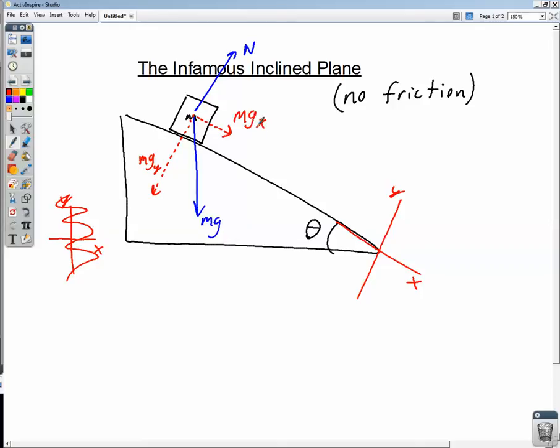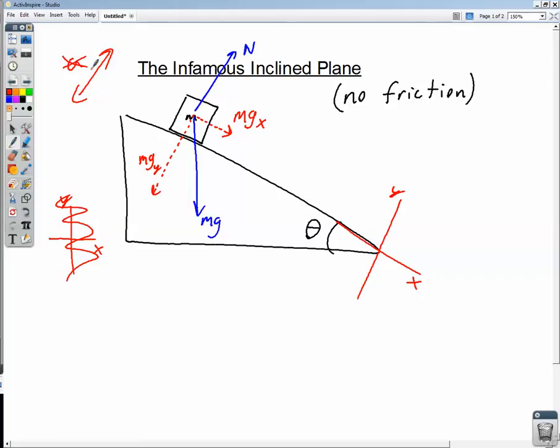Now this object is accelerating down the plane in the positive x direction of my new rotated coordinate system. So it is that x component of the weight that is going to be causing the acceleration. The normal force and the y component of the weight are equal and opposite. And I know this because the block is not accelerating in this direction at all. We don't have any vertical acceleration into or out of the plane. We just have an acceleration down the plane.